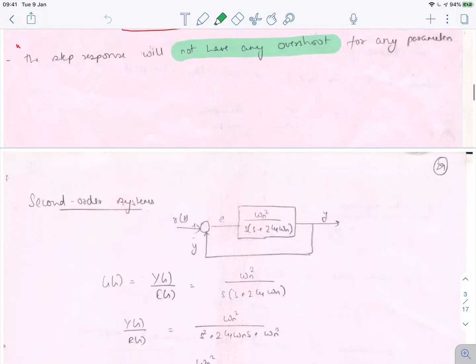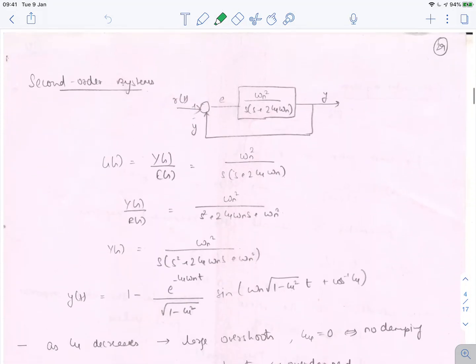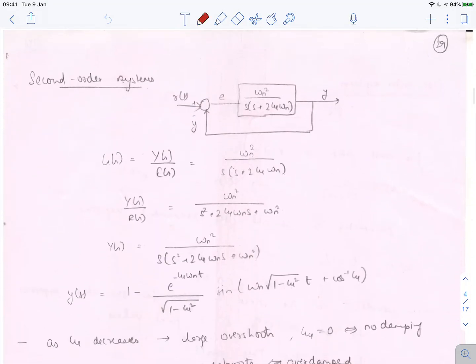So starting again with the generic representation of the second order system, similar to what we did yesterday for the first order system. In the forward path we have the transfer function omega n square divided by s times s plus 2 xi omega n, and this is connected in the feedback path.